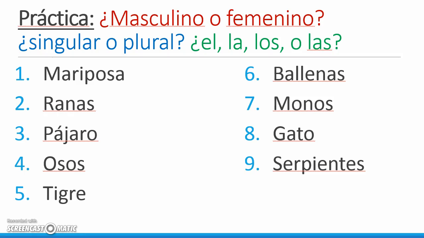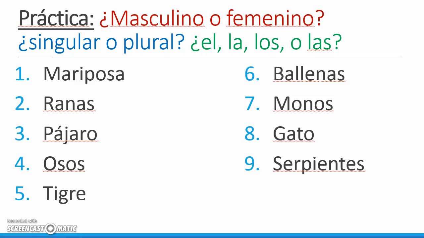There's really no way to know for sure if the word doesn't end in an O or an A, whether or not it's masculine or feminine. You just kind of have to memorize this. In this case, it happens to be a masculine word. Ballenas, las. Monos, los. Gato, el. Serpientes, las. Again, just like tigre, the word serpientes does not end in an O or an A. I just had to memorize that one.